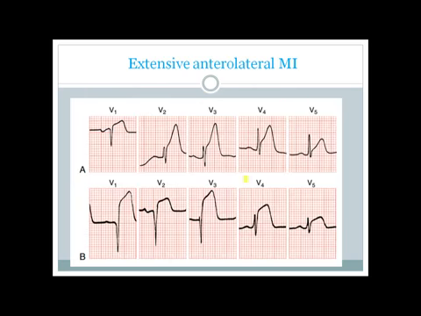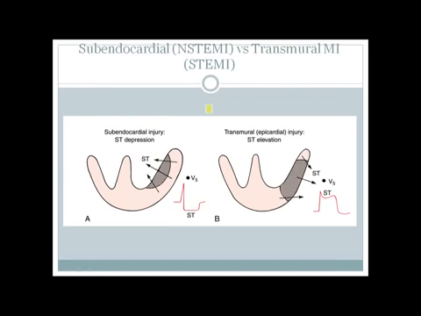Very important. And here you can see another extensive anterolateral MI, where you can see the changes from chest lead V1 up to chest lead V5. So we have ST elevation here, also V3, also V4, and some elevation in V5. And later on those ST elevations are also increasing because the changes are going on inside the heart. So you can see typical changes of ST elevations in different leads.